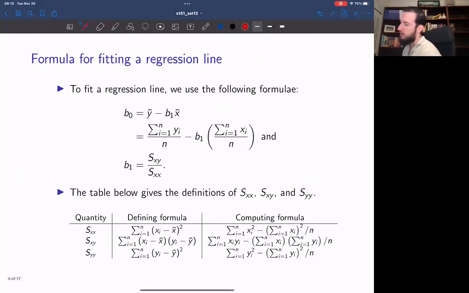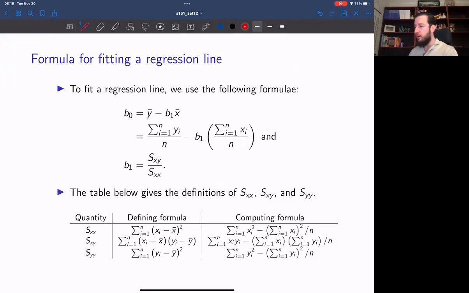All right. So to fit the regression line, we have a formula for B0 and we have a formula for B1. B0 is equal to y bar minus B1 times x bar. So B0 is equal to the sample mean of the response minus the slope times the sample mean of the predictor, right? And we know how to compute sample means. We've been doing this throughout the semester. We just add all the values together for each and divide by n. And those formulas are given below.